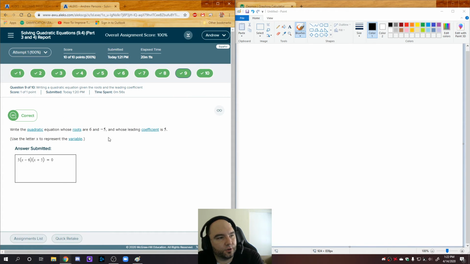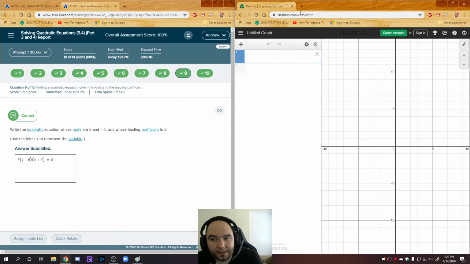On the last two, it said write an equation whose roots are as follows and has a leading coefficient. So we wrote the equation out, and we had to put a specific value up front because that's what the leading coefficient is. All right, now for the mind-boggling, mind-blowing thing.